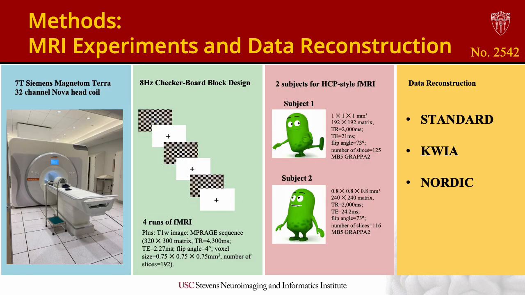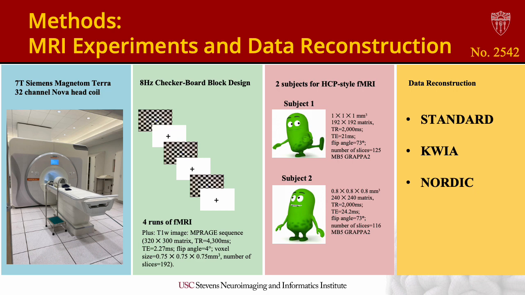We used the 7 Tesla Magnetom Terra with a 32-channel Nova head coil to collect data. We recruited 2 subjects. Each completed 1 T1W image and 4 runs of fMRI visual task. During the task, the subject passively viewed a blinking checkerboard for 20 seconds, followed by 20 seconds of white fixation in the middle of the screen, and so on. Subject 1 had 1 mm isotropic resolution during the functional scan, and subject 2 had 0.8 mm isotropic resolution.